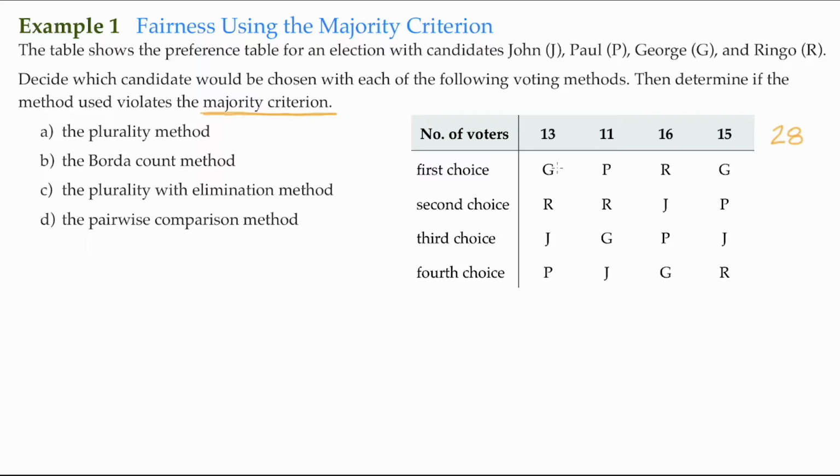So we can see right here, George has 13 first choice votes, and right here he's got 15, so there's 28 right there. So George has a majority, so I'm just going to underline him.